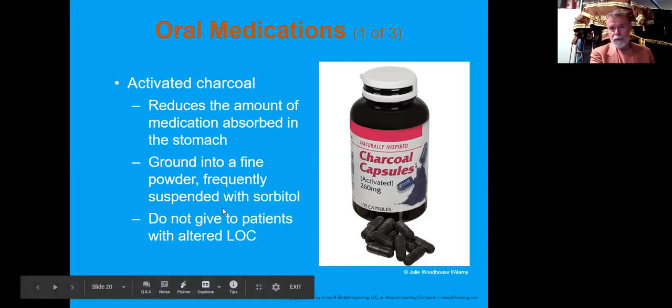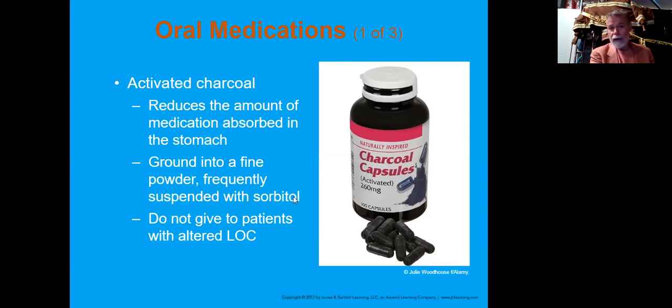This is a tablet form of the charcoal. The charcoal that I have seen has only been in liquid form. It generally comes with a sorbitol or something that's going to help not bind up the person, if you will, because one of the major side effects of charcoal is constipation. Cheap price to pay, if you will, but sorbitol can help relieve some of that.